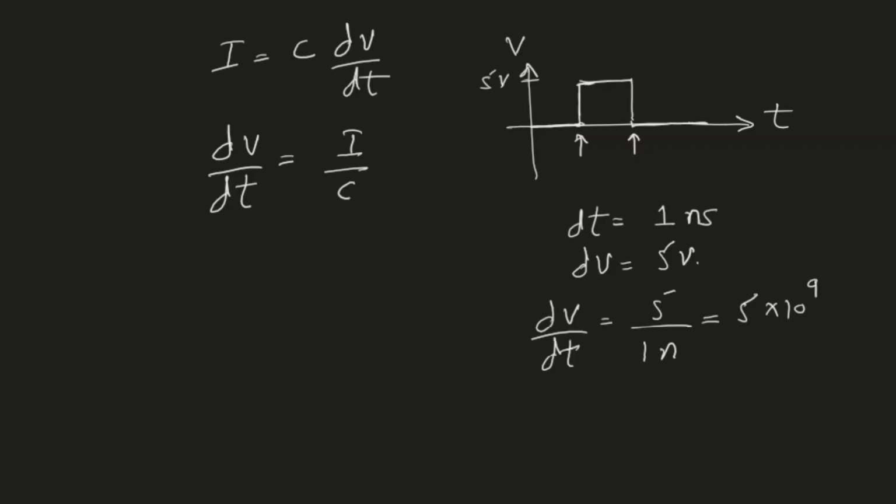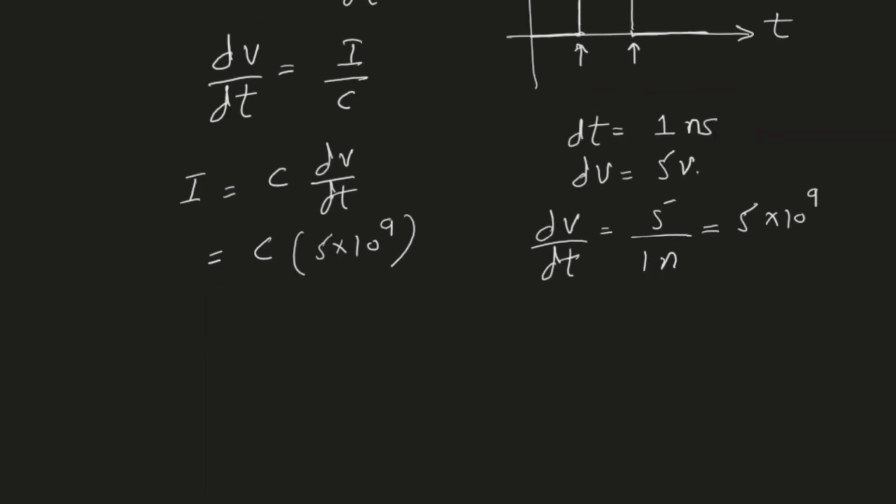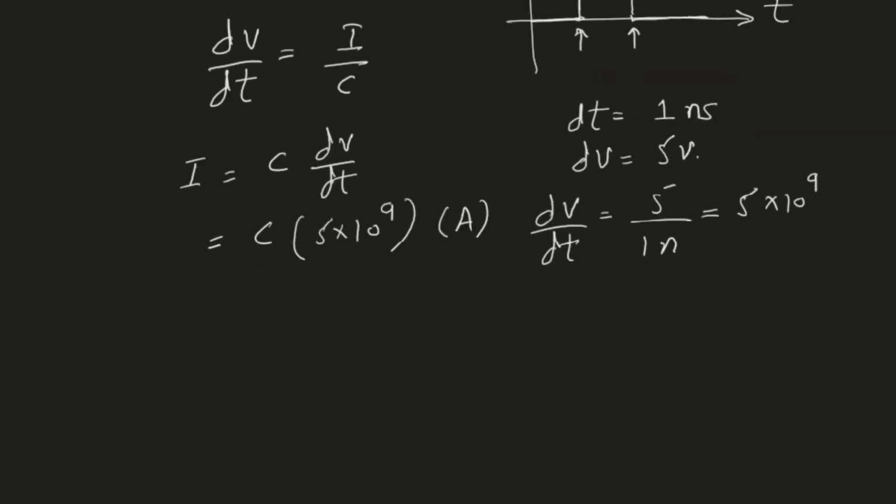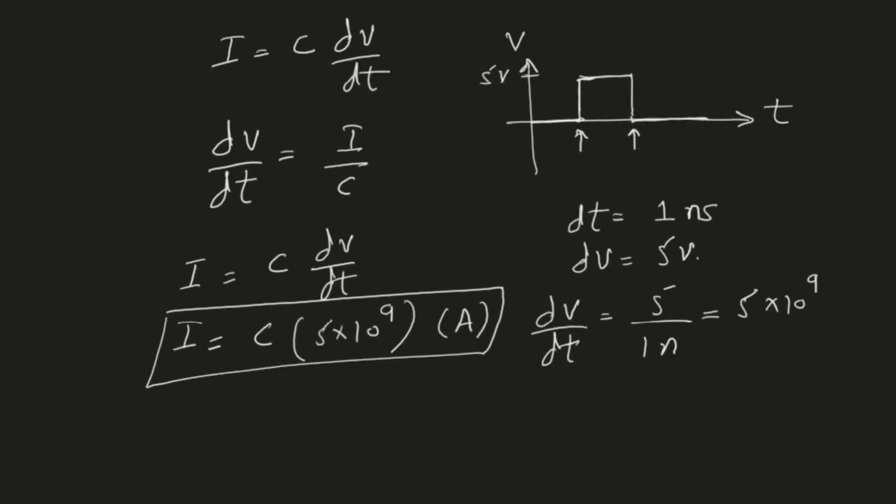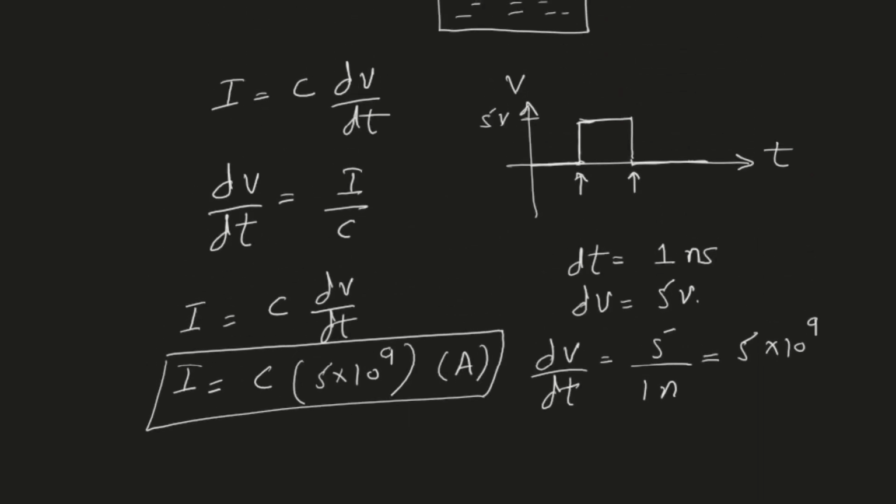Now this is our dV by dt. So from our equation, this requires that I should be equal to C times dV by dt, or I can say that C times 5 times 10 to the 9 amperes. So this much amount of current will be needed by the capacitor if we want to increase the voltage by only 5 volts in 1 nanosecond. Right, so that's a huge amount of current.